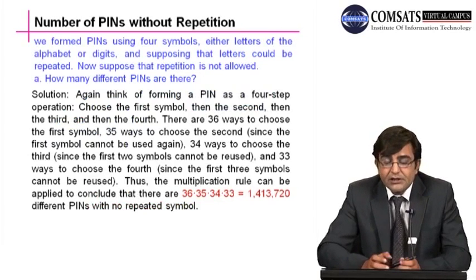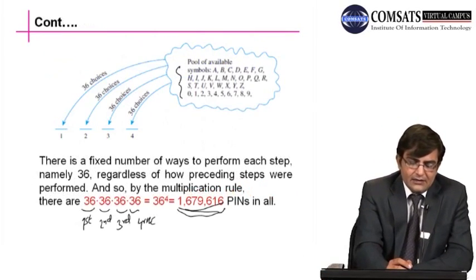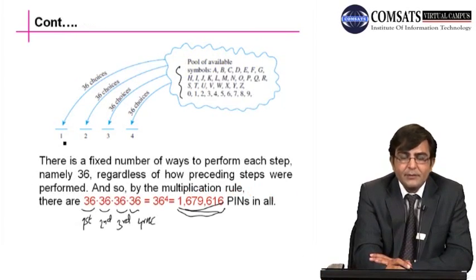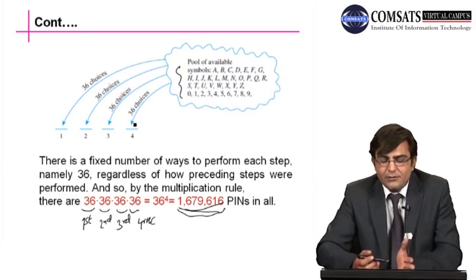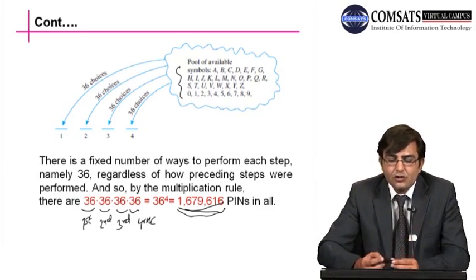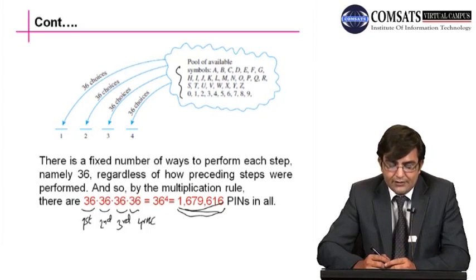Now, consider the PIN, the personal identification number. In PINs the characters cannot be repeated, meaning if you choose some number at the first step, you cannot repeat that number on the second, third and fourth step. So how many possibilities are there in this case? When repetition of characters or symbols is not allowed to choose a PIN, how can we find the possible ways of the PINs?